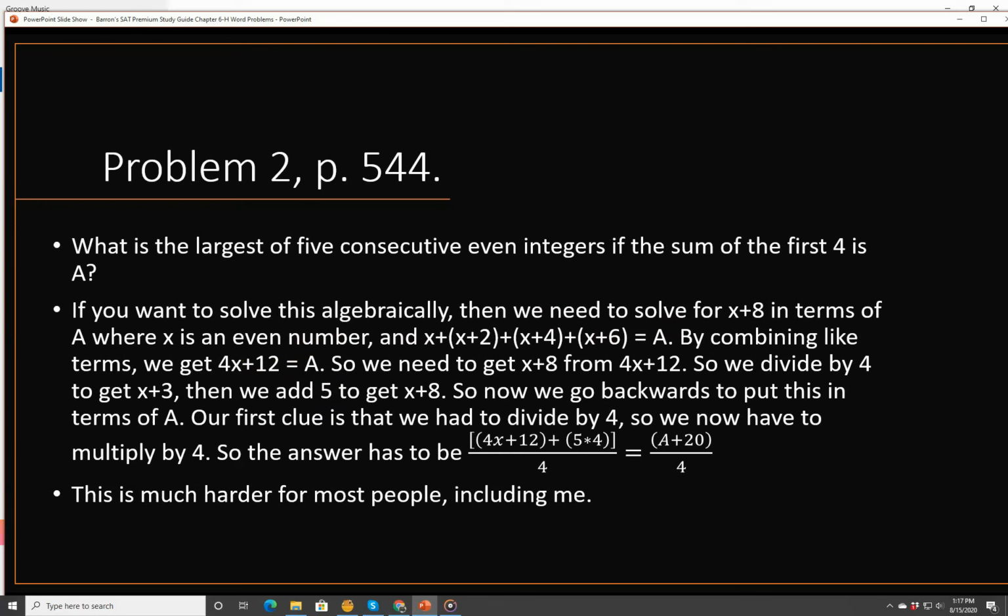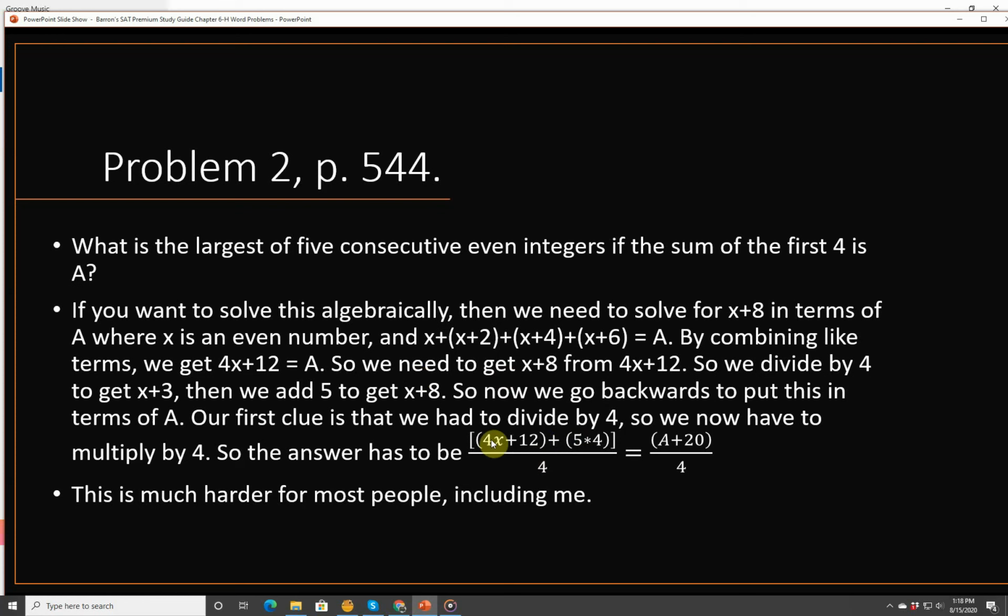So we divide by 4 to get x plus 3, and then we have to add 5 to get x plus 8. So now we go backwards to put this in terms of A. Our first clue is that we had to divide by 4, so now we have to multiply by 4. So the answer has to be 4x plus 12 plus 5 times 4 over 4, because we need to get this 5 in terms of everything else over 4.